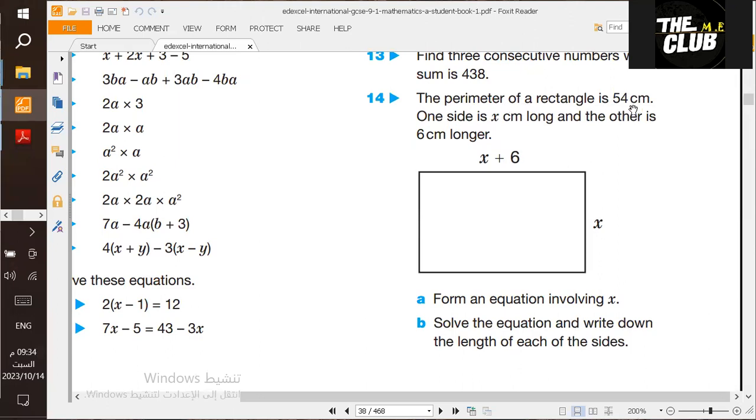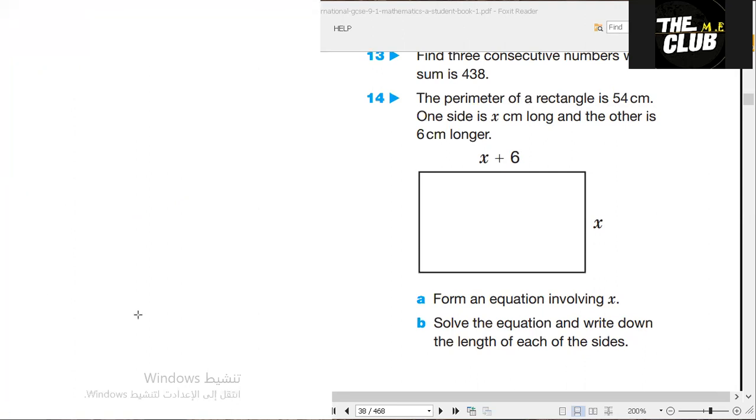Perimeter will be 54. Perimeter means all of them together is 54. When we make an equation, I'm gonna do it like this. Let me cover this. To be honest, I focus on these because they are important even in the foundation level. You have to understand how to make equations by yourself. If this is x, this is also x. And this is x plus 6. Now, first thing we're gonna do is what?